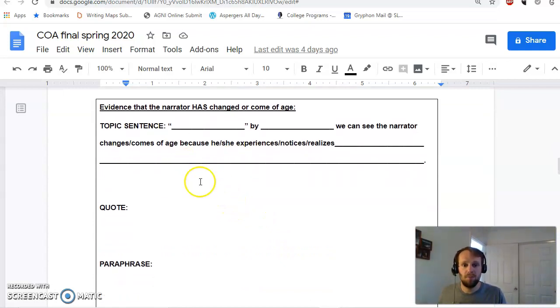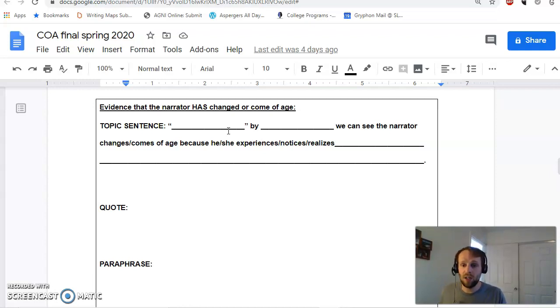Next, we have the structure for the body paragraphs. Notice how the topic sentence helps to answer the question. In this story by this author, we can see that the narrator changes or comes of age because he or she experiences, notices, or realizes what. So something about the experience of the story should show us that the character has undergone a significant change.